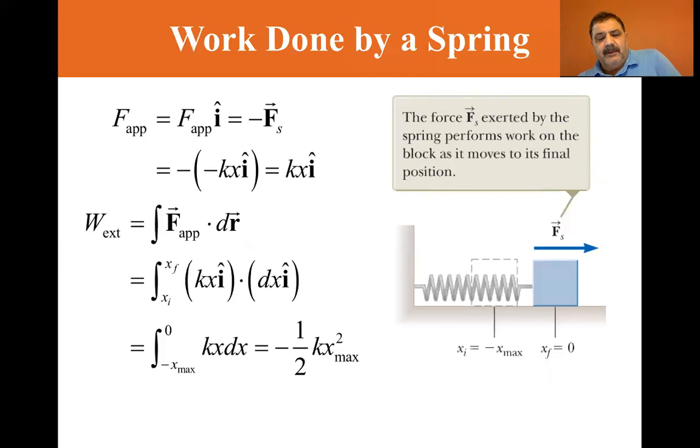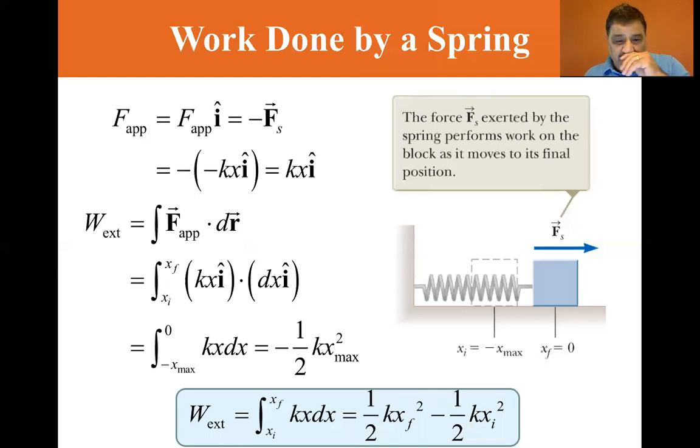This work is the negative of the work done by the spring force for this displacement. The work is negative because the external agent must push inward on the spring to prevent it from expanding. The direction of force is opposite the direction of displacement as the block moves from x max to 0. For an arbitrary displacement of the block, the work done on the system by the external agent is shown here.